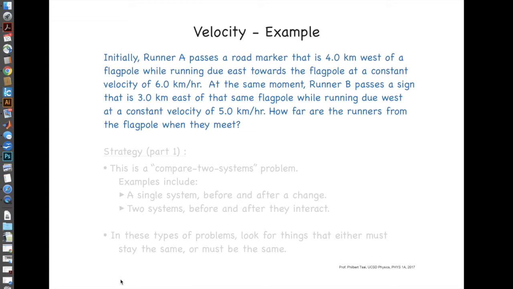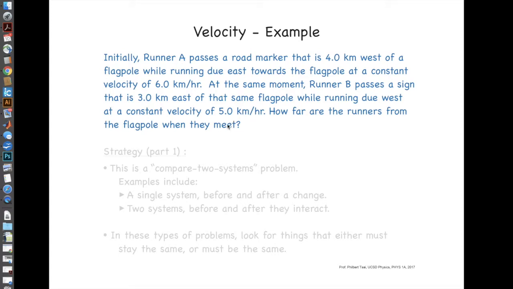So initially we have a runner that's running due east towards the flagpole, and they're starting off at 4 kilometers to the west of that flagpole. At the same moment, there's a second runner, runner B, that's passing a sign that is 3 kilometers to the east of that same flagpole, while running west with a constant velocity of 5 kilometers per hour. How far are the runners from the flagpole when they meet?